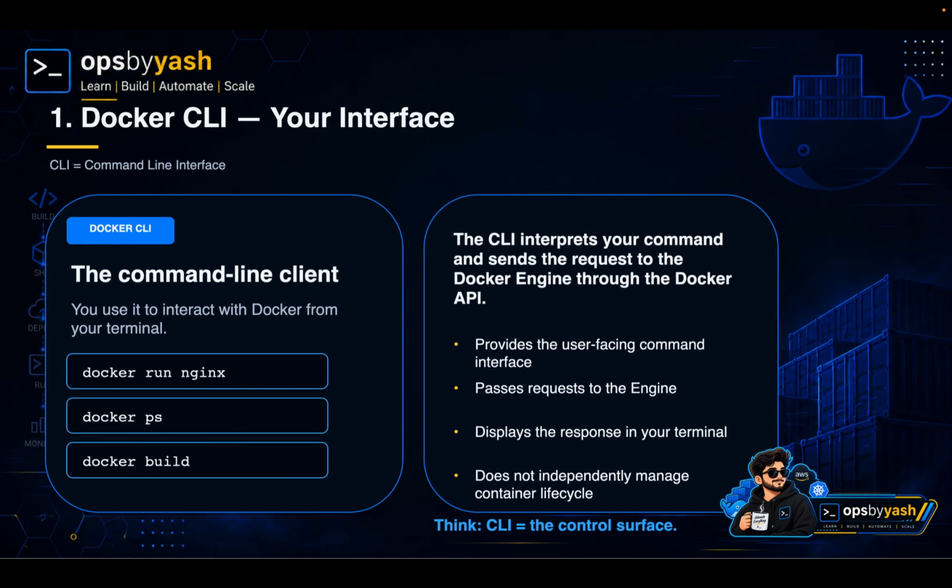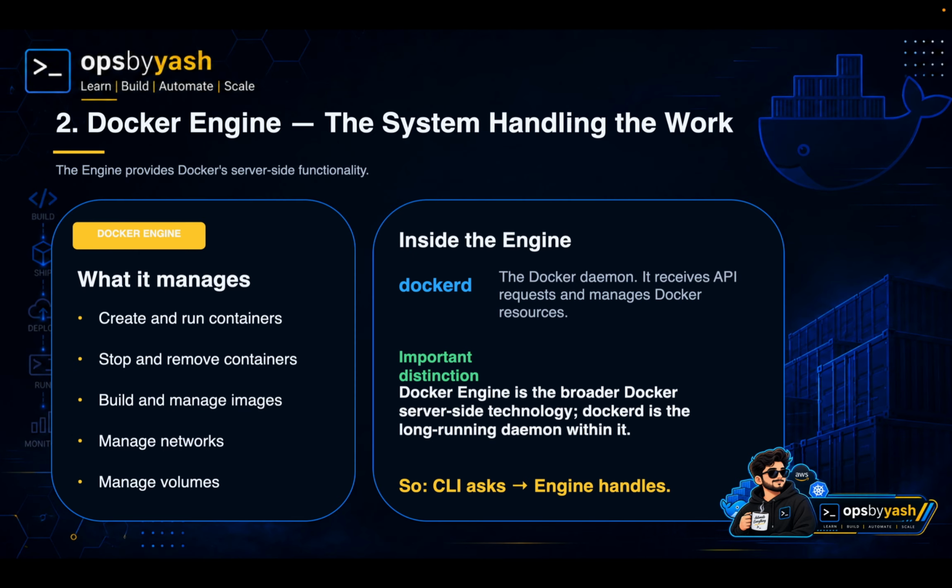That's the engine's job. The Docker engine provides the functionality that actually manages Docker resources. This includes creating and running containers, stopping and removing containers, building and managing images, managing networks, managing volumes. The engine includes the Docker daemon, commonly known as Docker D, which receives API requests and manages these Docker resources. So if the CLI is the tool you are using, the engine is the Docker system responding to those requests.